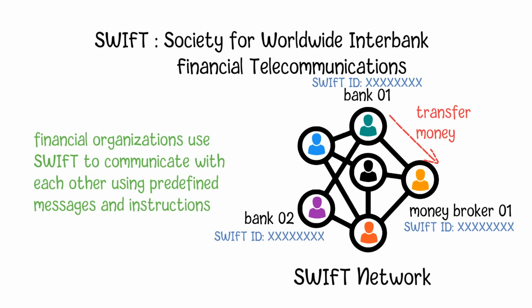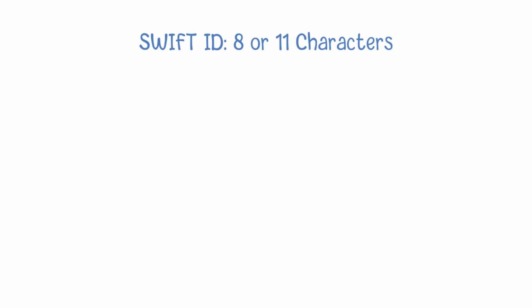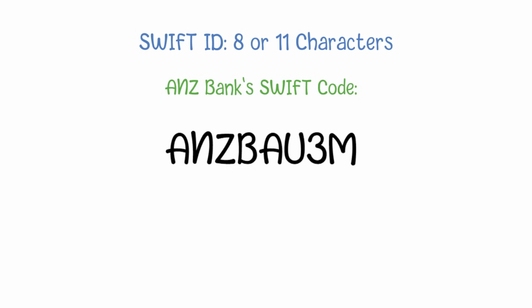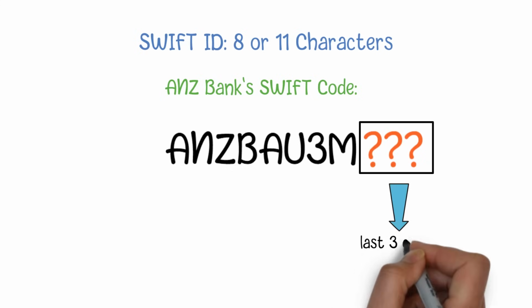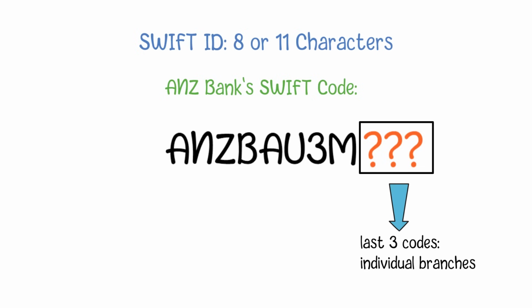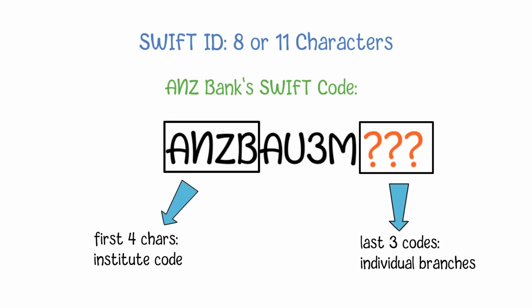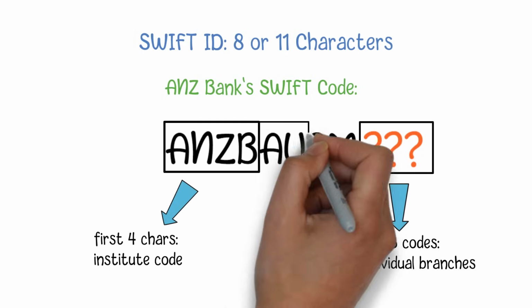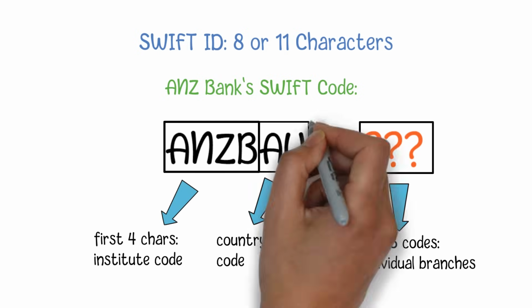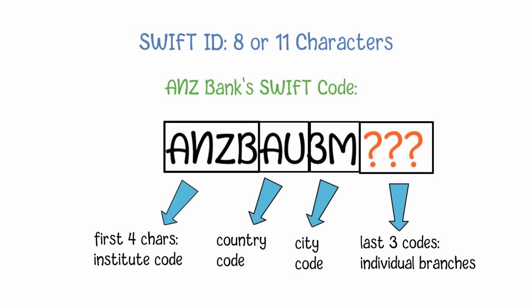To uniquely identify a financial institution, SWIFT assigns every financial organization a unique code which usually has 8 or 11 characters. As for the 11-character SWIFT code, the first 8 characters will be the same as the 8-character SWIFT code, and the last 3 characters are usually used to identify individual branches. In the classical 8-character SWIFT code, the first 4 characters are the institute code, which is used to identify the financial institution. The next 2 characters indicate the country code, and the last 2 characters represent the location or city code.